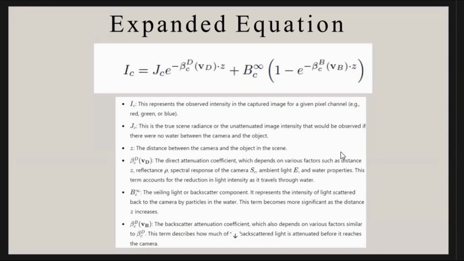Bc infinity is the backscatter component. It represents the intensity of light scattered back to the camera. And beta_c^B(v_B) represents the backscatter attenuation coefficient, which also depends on various factors such as the attenuation component, and the term describes how much of the backscattered light is attenuated before it reaches the camera. z is the depth, or you can say the distance between the camera and the object in the scene.